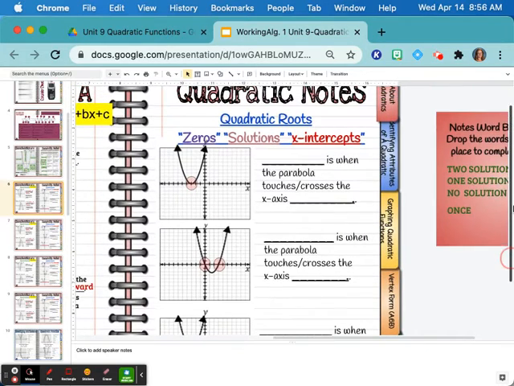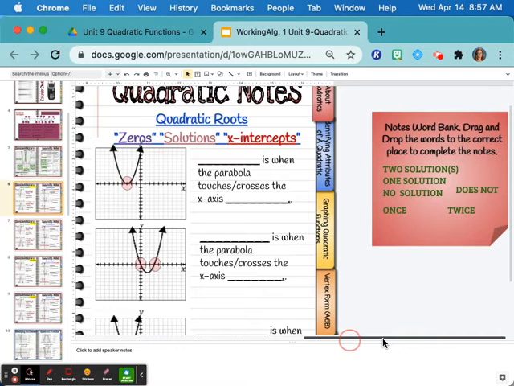Let's go over here. We can drag and drop on here also. This is talking about solutions. So remember the words roots, zero, solutions, x-intercepts. They all mean the same thing. They all mean where does our function cross the x-axis?